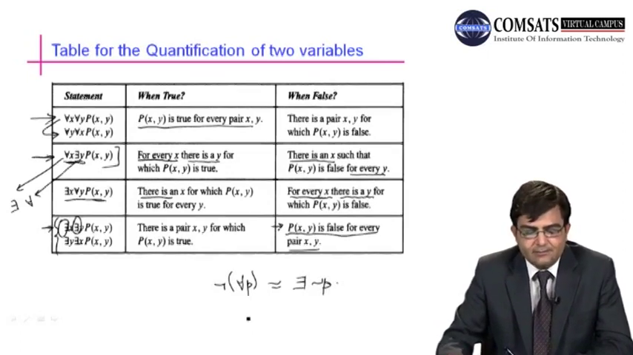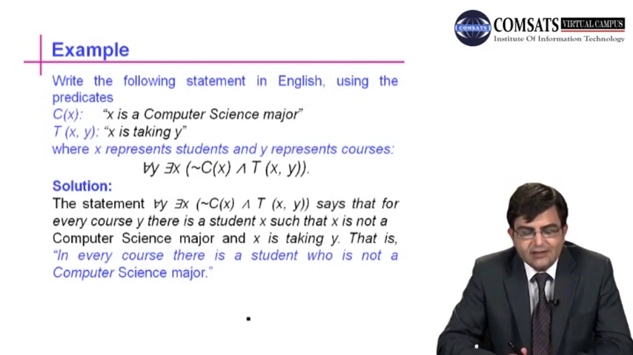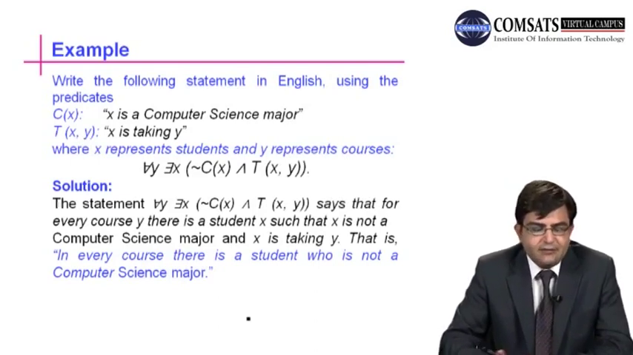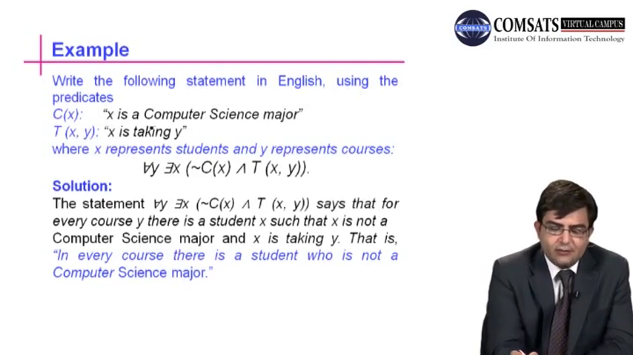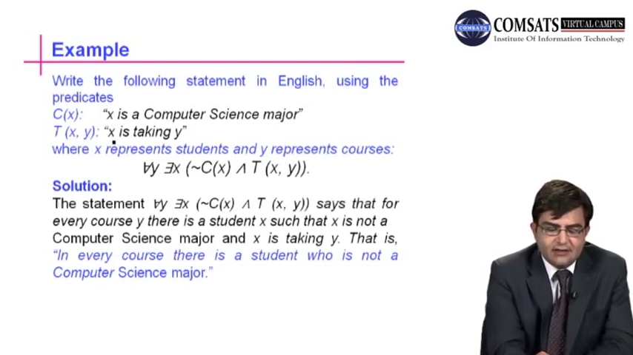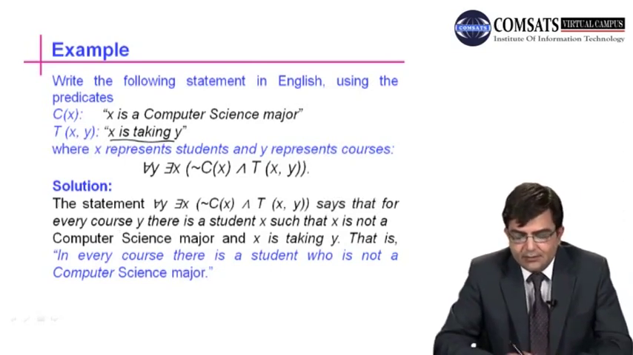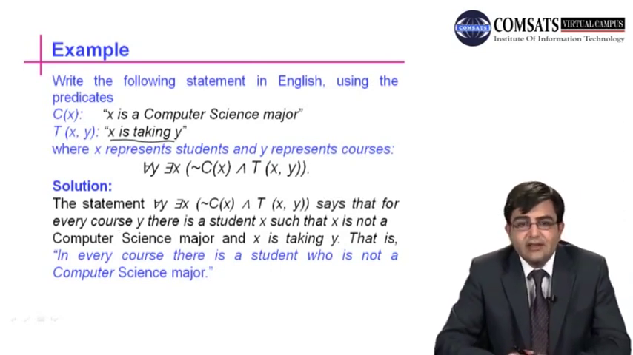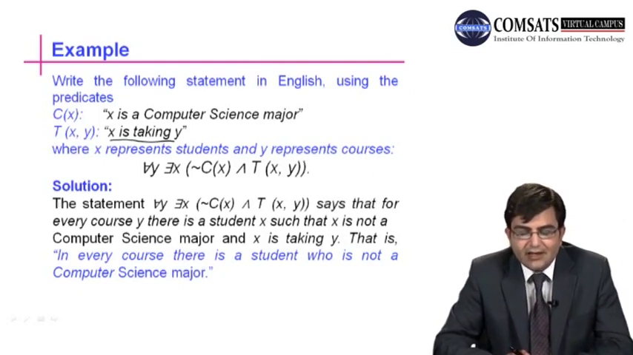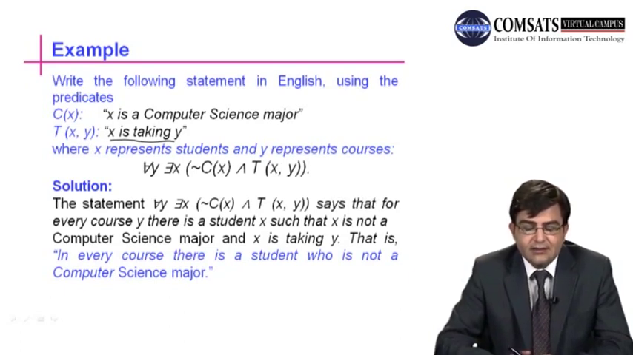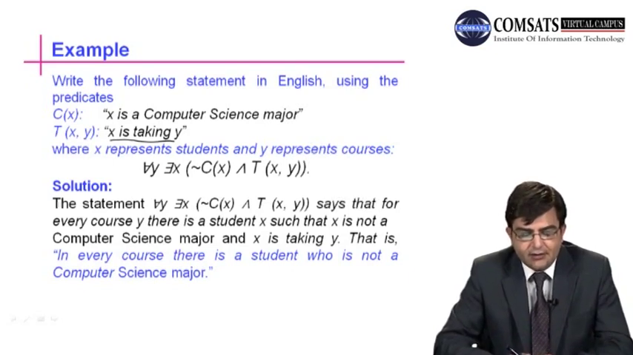Let's see an example of this situation. Write the following statement in English using predicates. C of x is x is a computer science major and T of xy is x is taking y. The domain of x are the students and y represents the courses. Y is any course, you can say in the BS or in the computer science department.